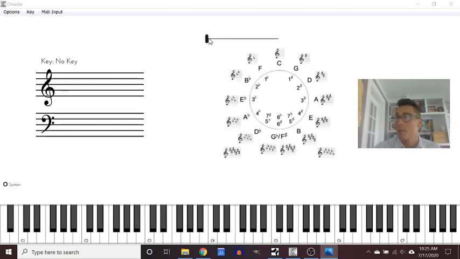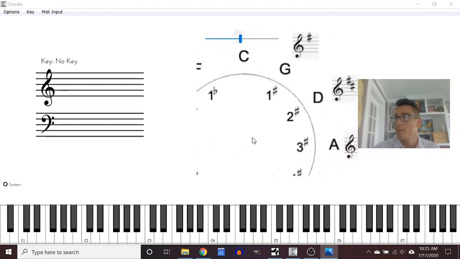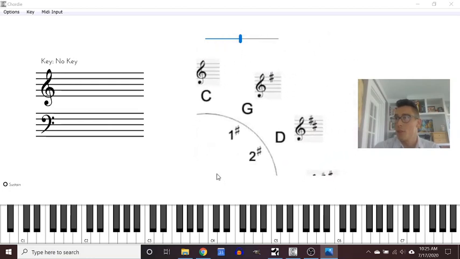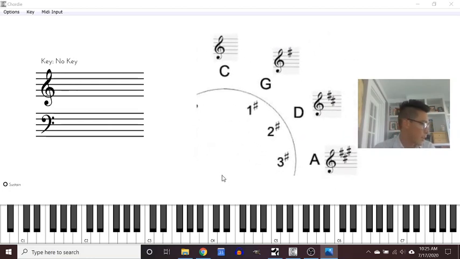Similarly, for the sharp side, let's zoom in over here. Going from C to G, we have C with 0 flats, 0 sharps. When we go from C to G, a fifth away, 1, 2, 3, 4, 5, circle of fifths, we get our first sharp, which is going to be F sharp in the key of G. There it is. We have one sharp, and it's going to be F sharp.